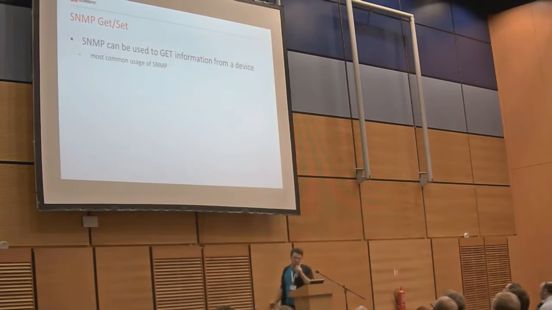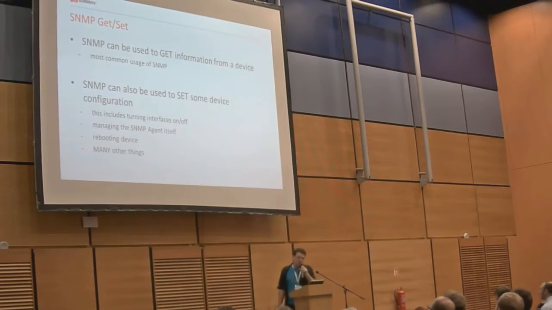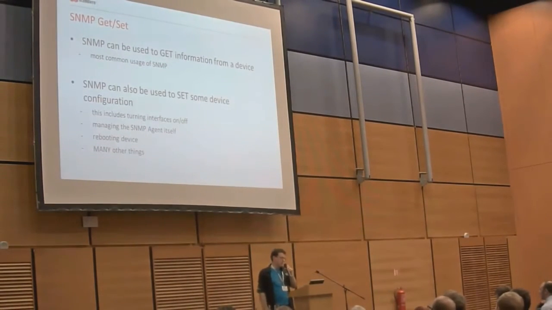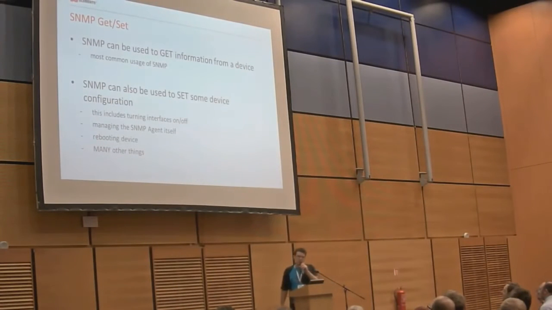So SNMP set and get, and what are these things? SNMP, as we said, can be used to get information from a device, and this is the most common usage of SNMP, of course. But very often forgotten, SNMP can also be used to set some device configuration. These are just a few examples. It can actually turn the interfaces on and off. It can manage the SNMP agent itself, so it can actually change SNMP credentials using SNMP. It can reboot the device and many other things. But this is out of scope for this presentation. Just please remember that SNMP is actually fully read and write and can be used that way.